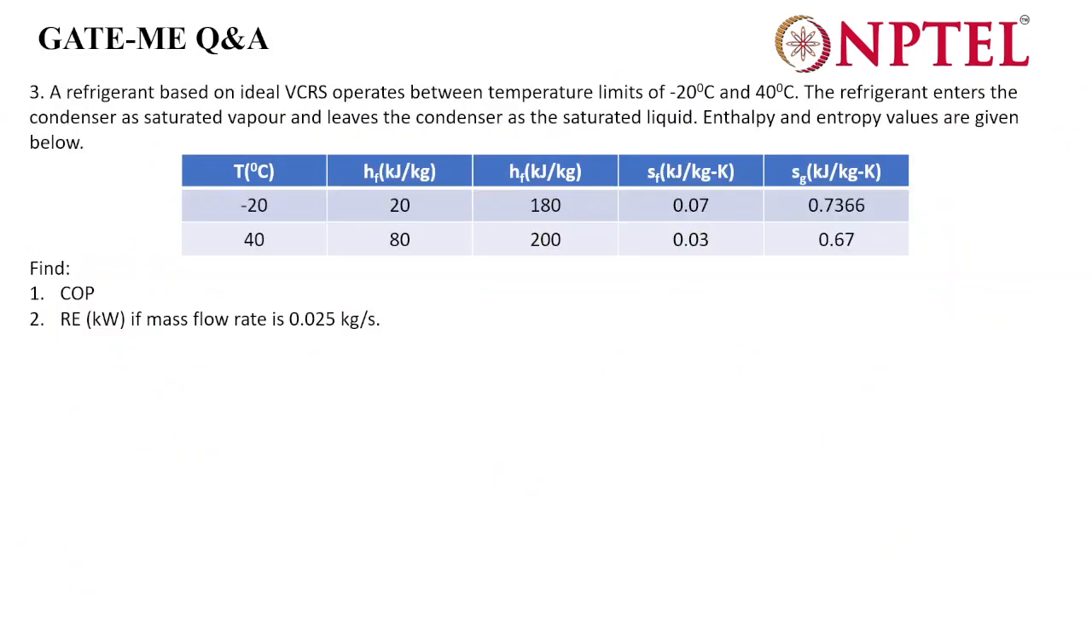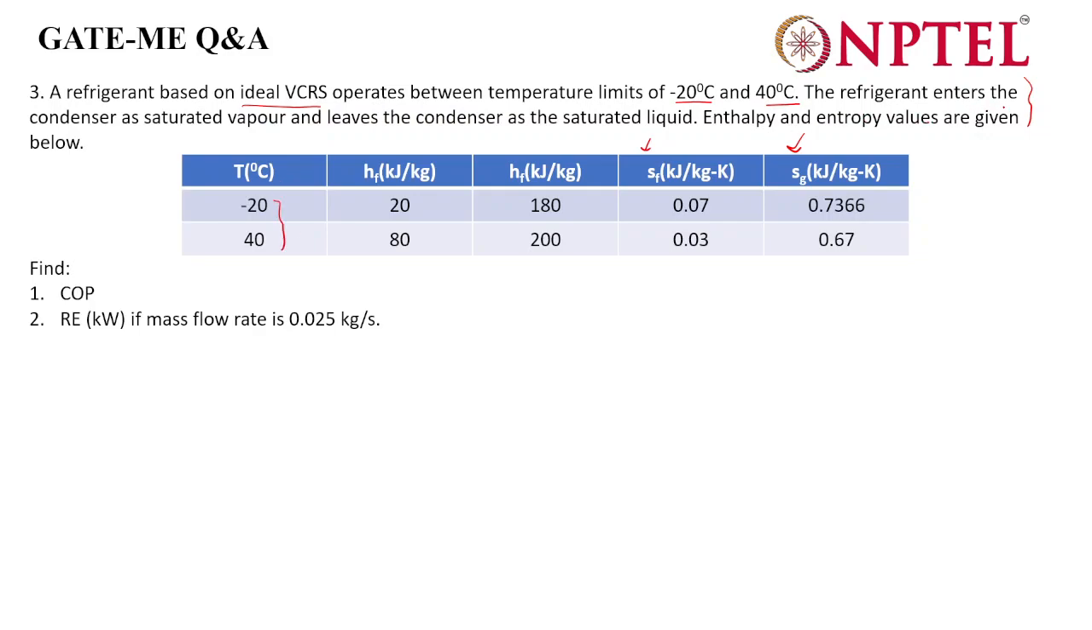Yeah, here it is given, right? sf is also given, and sg is also given. So here that much difficulty won't be there. So try to solve it. I will draw the cycle, and then you try. A refrigerant based on the ideal VCRS, they have written, operates between the temperature limits of -20 and 40. So these limits are there.